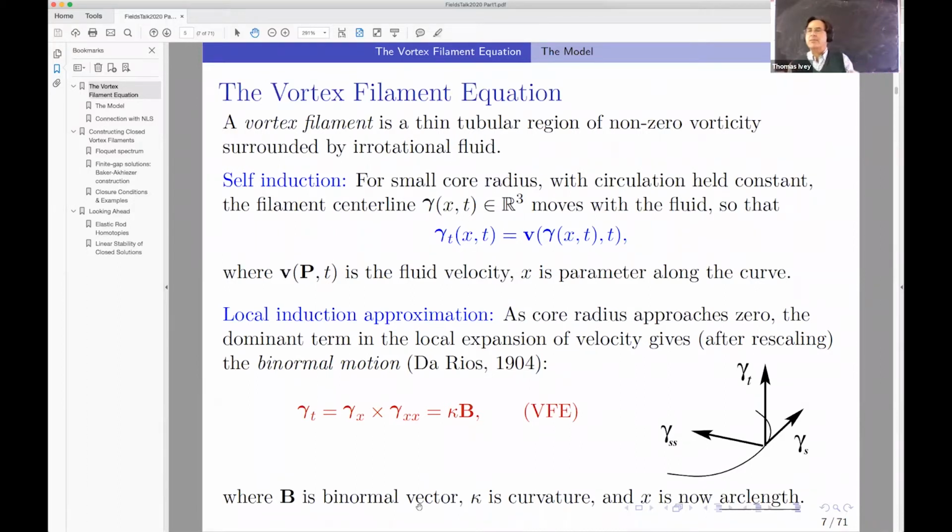If you want a simple example, if you had a circle in the plane, its unit tangent and normal are also in that plane. Their cross product is a unit vector pointing perpendicular to that plane. And since the curvature is constant for a circle, this equation would make that circle translate, sweeping out a cylinder with velocity proportional to the curvature.